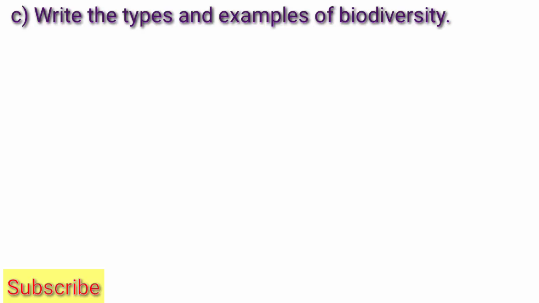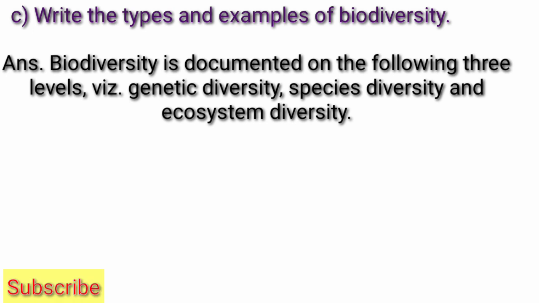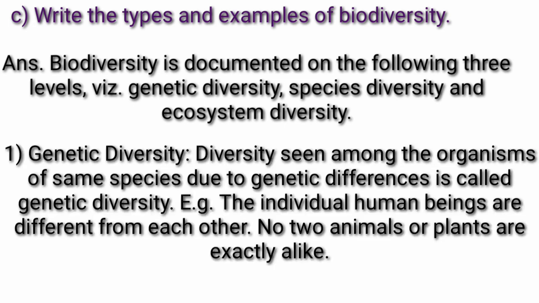Question C. Write the types and examples of biodiversity. Answer. Biodiversity is documented on the following three levels: genetic diversity, species diversity, and ecosystem diversity. First, genetic diversity. Diversity seen among the organisms of the same species due to genetic differences is called genetic diversity. Example, the individual human beings are different from each other. No two animals or plants are exactly alike.